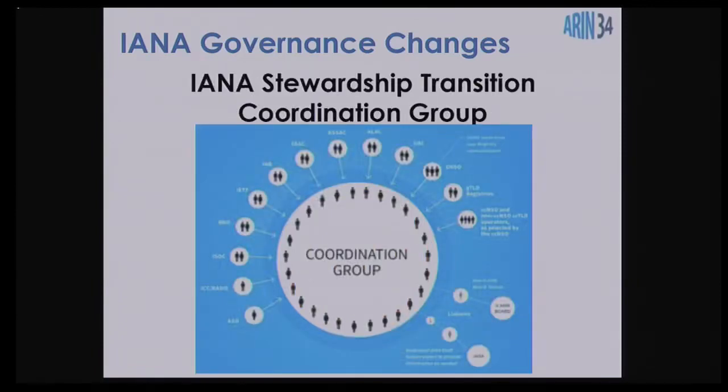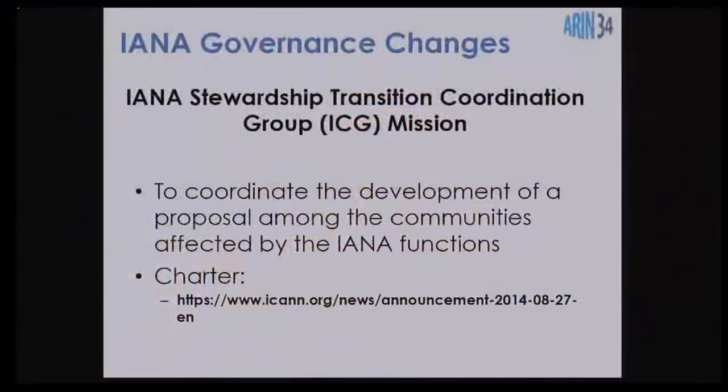As a response to this, the IETF, ICANN, the RIRs, the various constituencies within ICANN, like the SSAC, the RSSAC, which is the Stability Organization, the Root Server Organization, the GAC, the Government Advisory Organization, formed an IANA Stewardship Transition Coordination Group. About 30 people who are meeting now monthly to try to figure out what did the NTIA ask for and how are we going to generate one. Goal, to coordinate the development of a proposal among communities affected by the IANA functions.